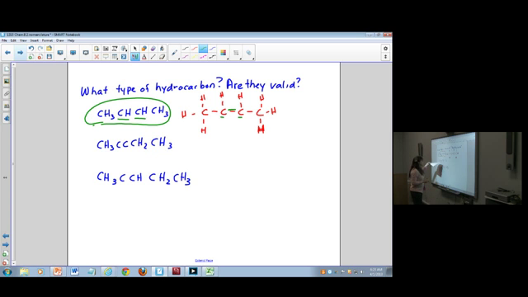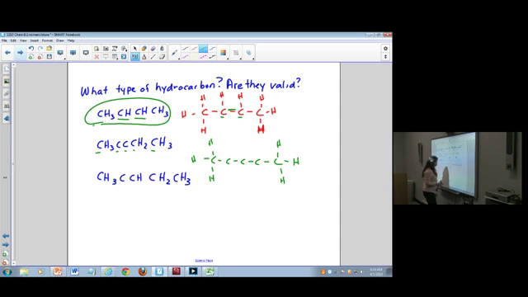So let's look at this structure. It has 5 carbons. 1, 2, 3, 4, 5. So let's put 5 carbons down here. 1, 2, 3, 4, 5. And we know that these outer carbons have hydrogens. It says so.